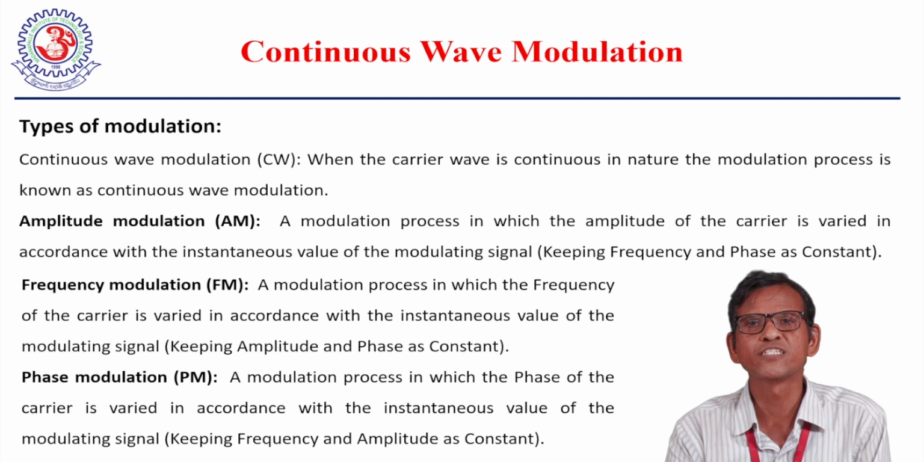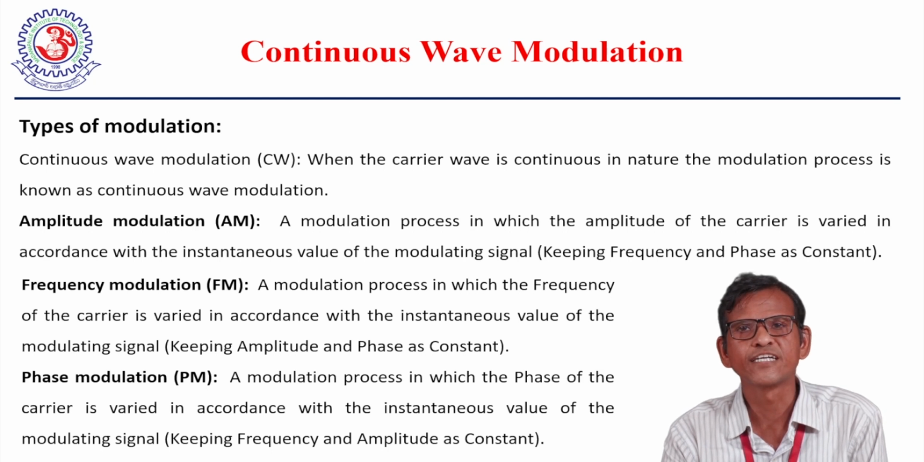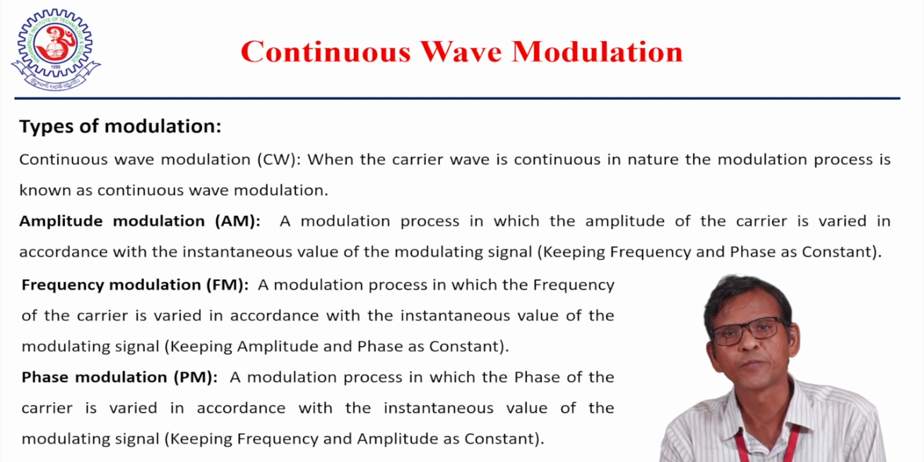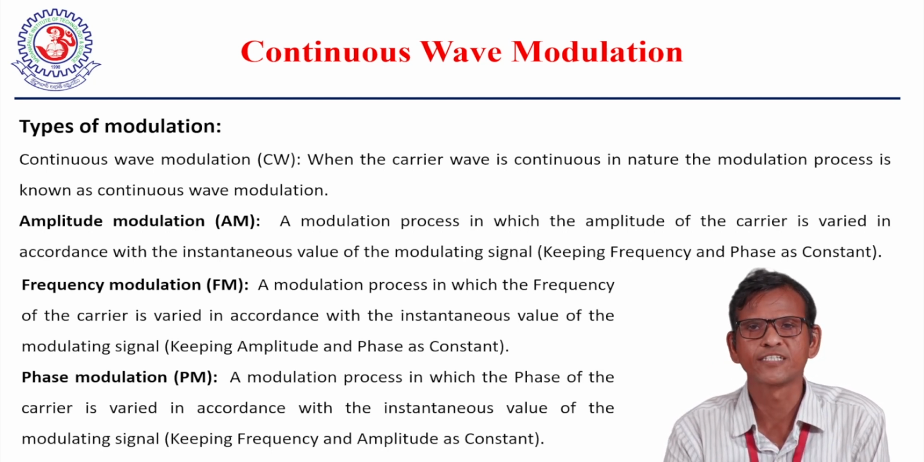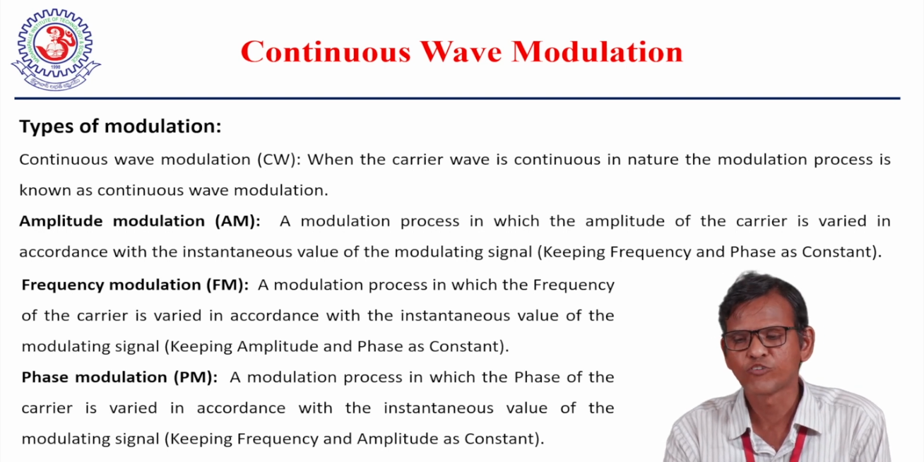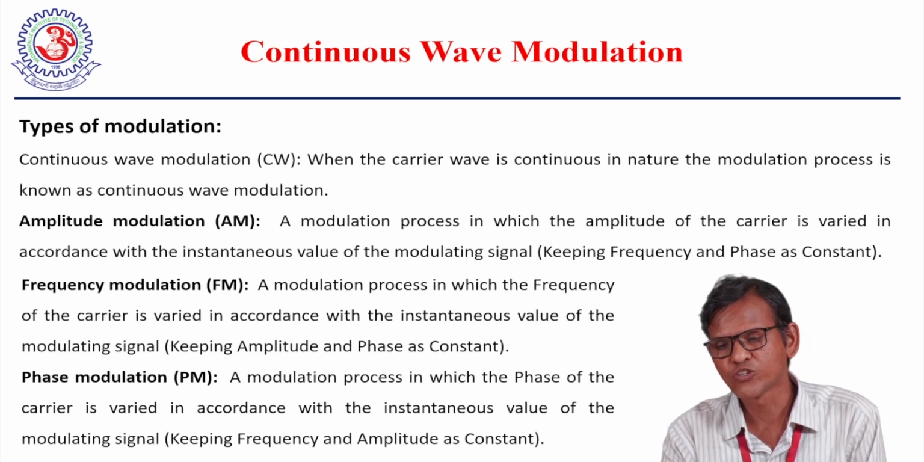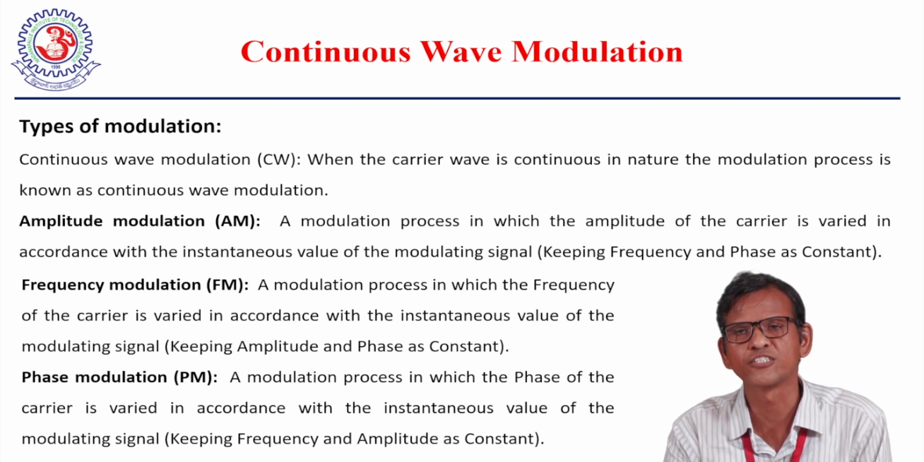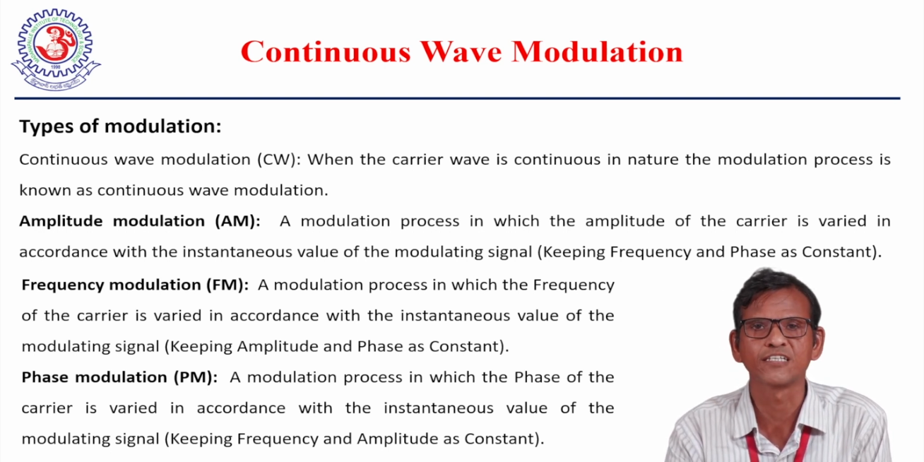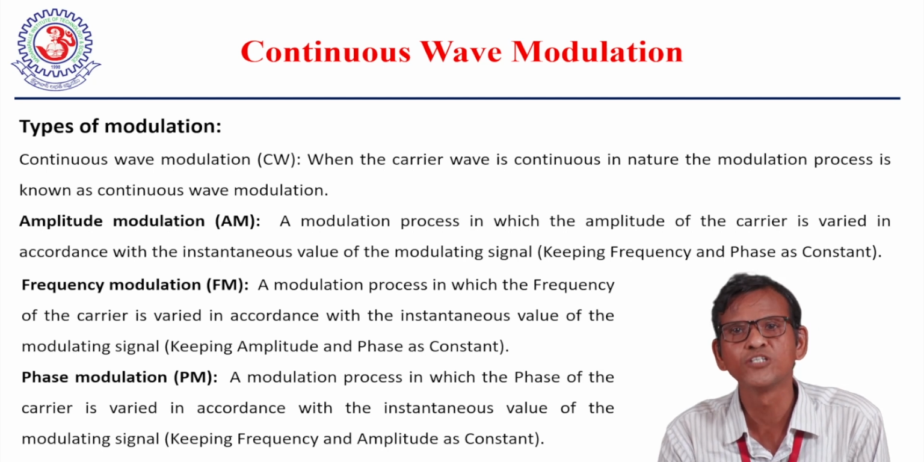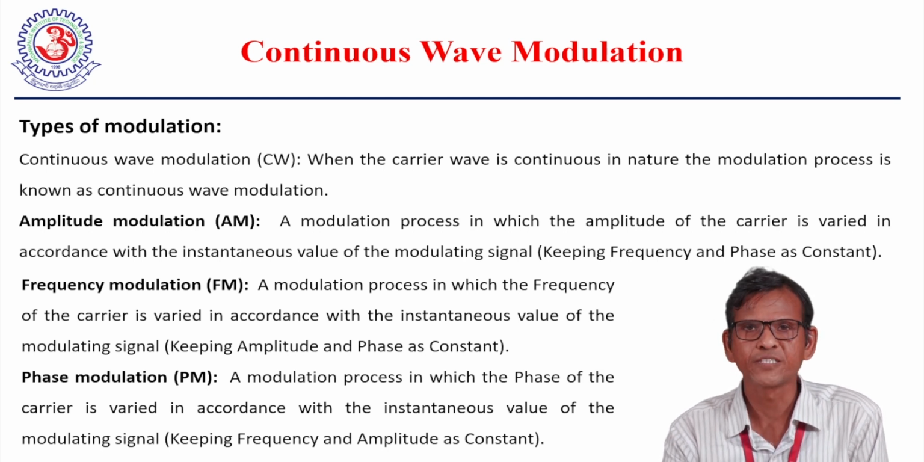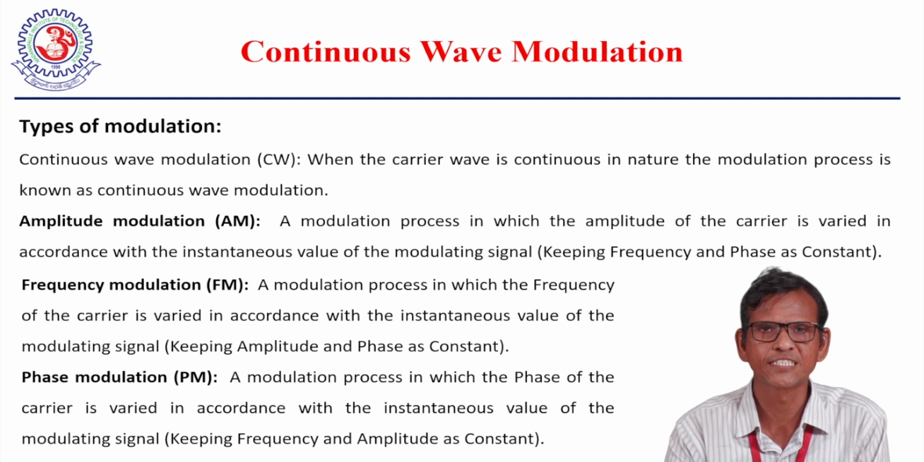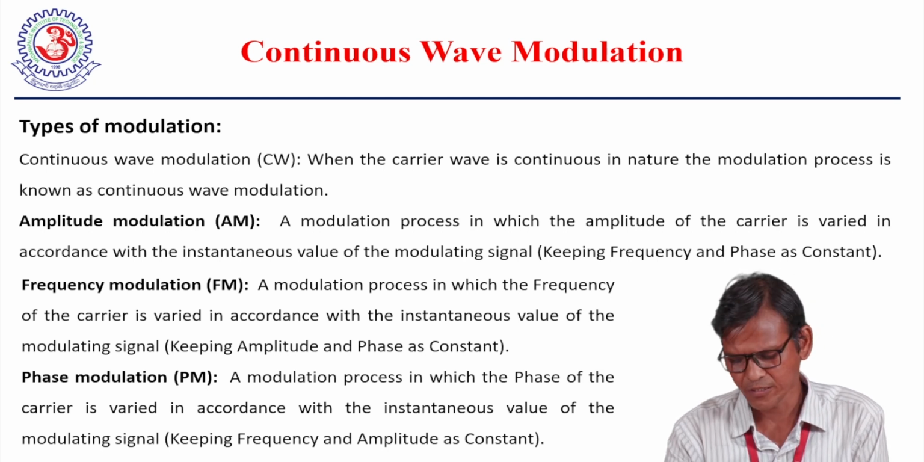In frequency modulation, the same thing is done, but we change the frequency of the carrier signal in accordance with the instantaneous value of the modulating signal, keeping amplitude and phase, the other two characteristics, the same. Similarly, phase modulation is a process in which the phase of the carrier signal is varied in accordance with the instantaneous value of the modulating signal, but we keep frequency and amplitude constant. So if one parameter out of three is being changed, the other two are kept constant.